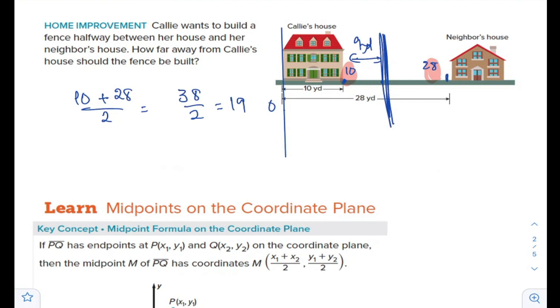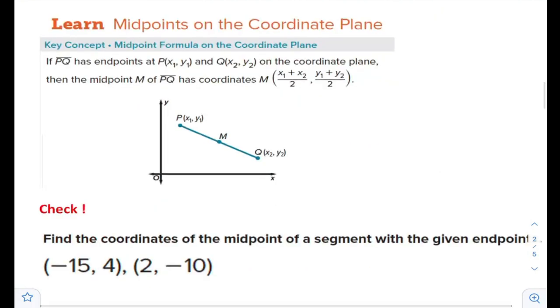Now, what if we want to find the midpoint on the coordinate plane? If we want to find the midpoint in the coordinate plane, exactly what we have done to x we will do for y. Here, this is the additional part for the y.